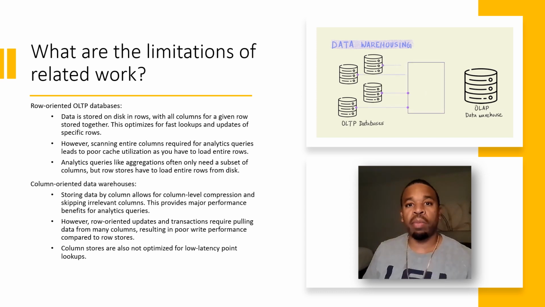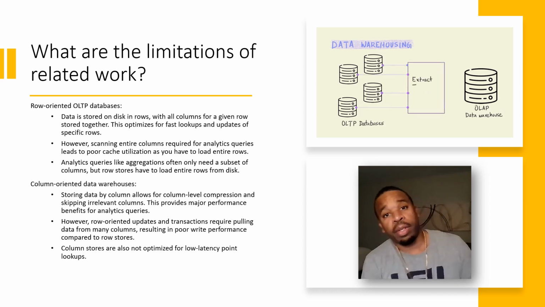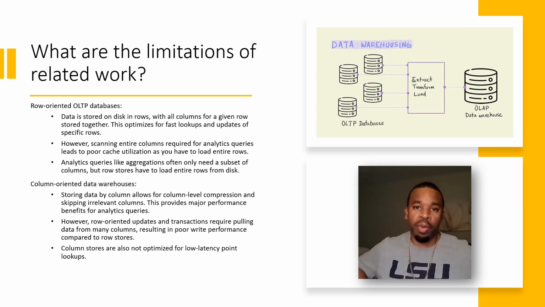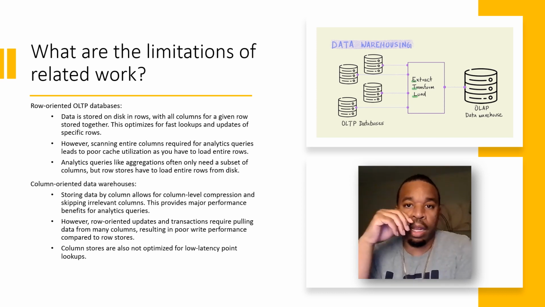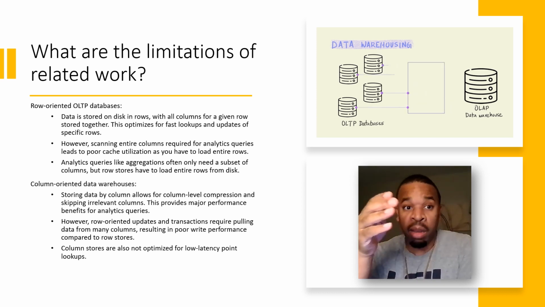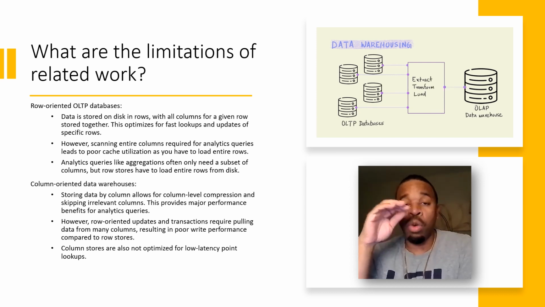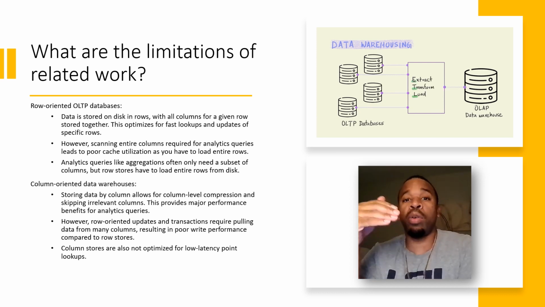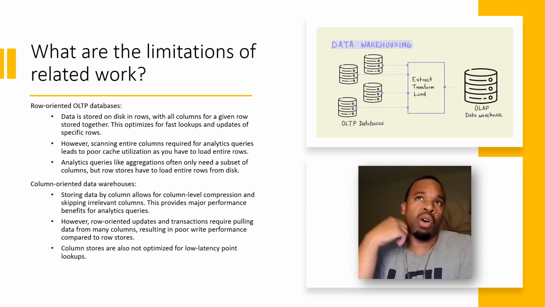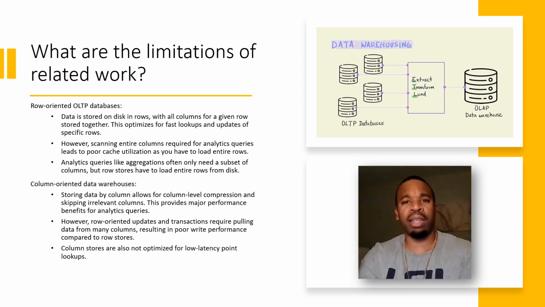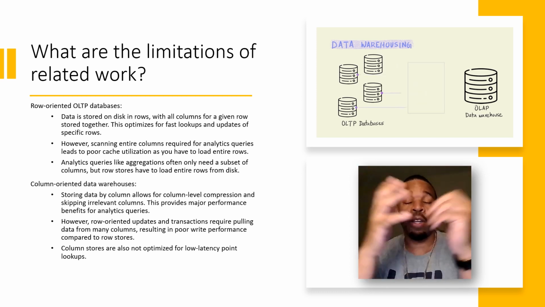Okay, so what are some of the limitations mentioned in the related works? There were a couple of papers discussed in the related work section. One of the limitations is row-oriented databases. So row by row storage, as we know, is more efficient for quick access of data like lookups or retrieving details about a specific customer.